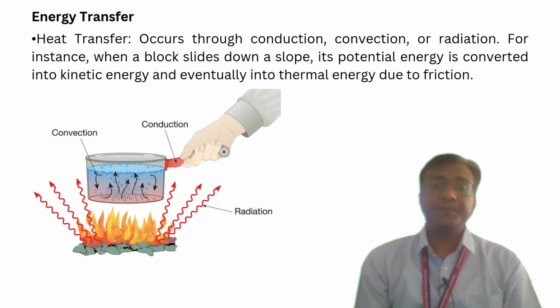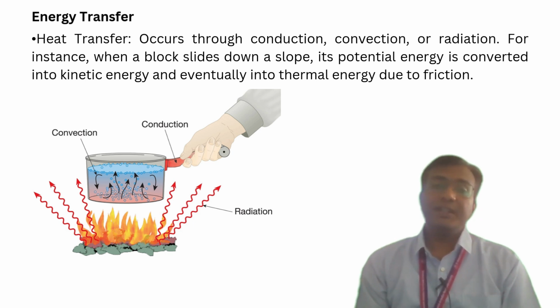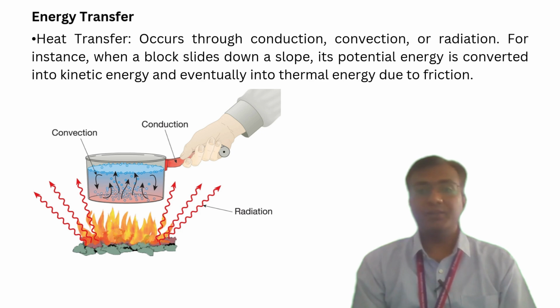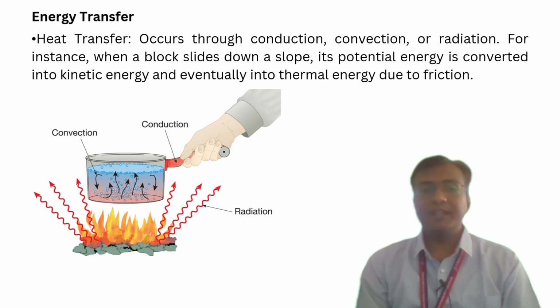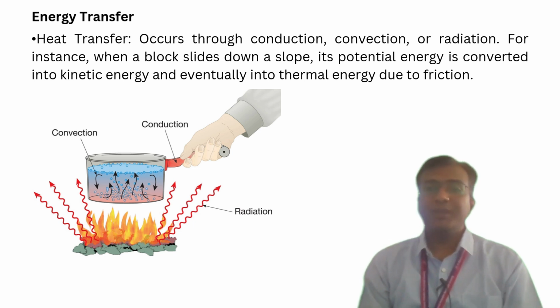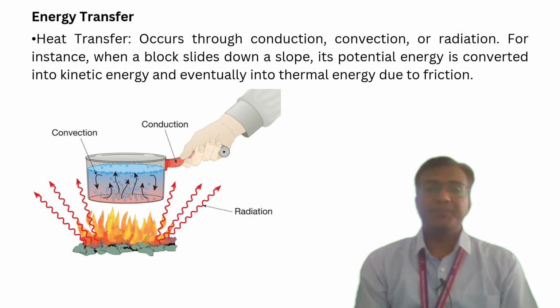To illustrate heat transfer, consider the example of a block sliding down a slope. As the block slides, its potential energy due to height is converted into kinetic energy due to motion. However, due to friction between the block and the slope, some of its kinetic energy is converted into thermal energy, increasing the temperature of both the block and the slope. This thermal energy is then dissipated into the surrounding environment through heat transfer mechanisms.